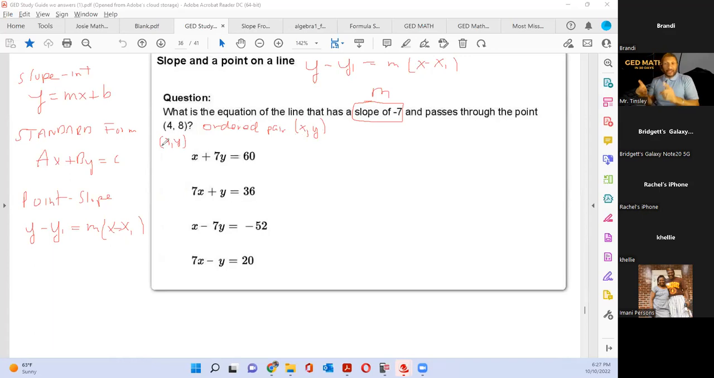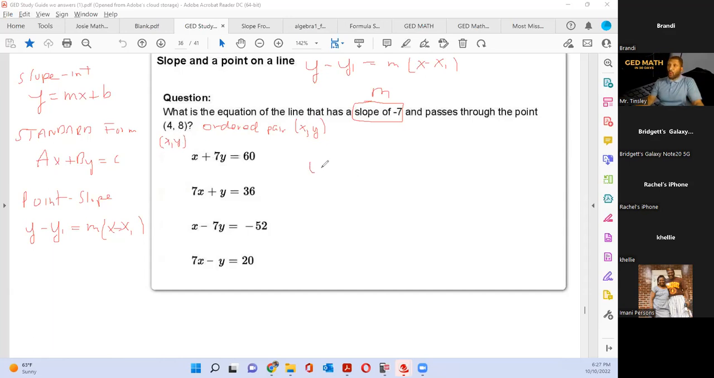So listen, this is a guaranteed question on your exam. I need everybody to pay attention to this. This is a guaranteed problem where they give you the point and a slope, and they want the equation of a line. It's on every single exam. So I got my slope, which is -7. I have my X and Y value, which is 4 and 8. So I'm going to plug them in. My point, remember, this is my X, this is my Y.